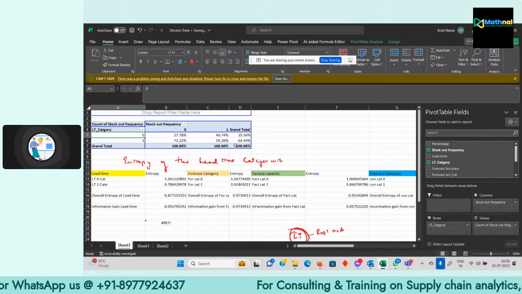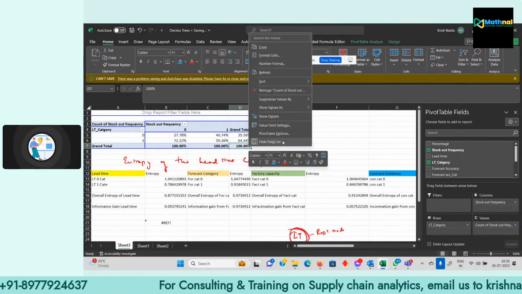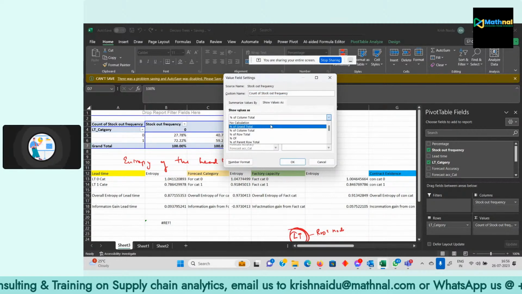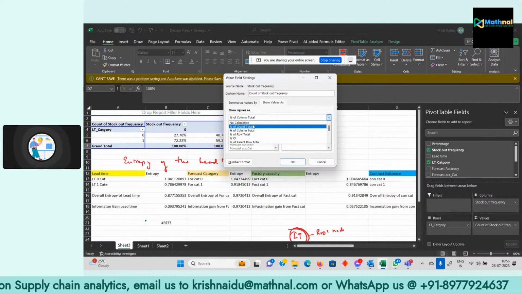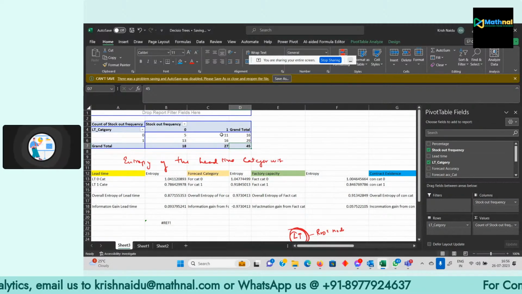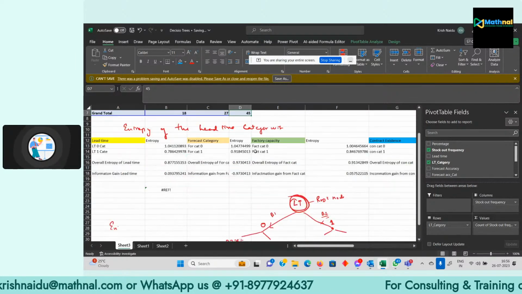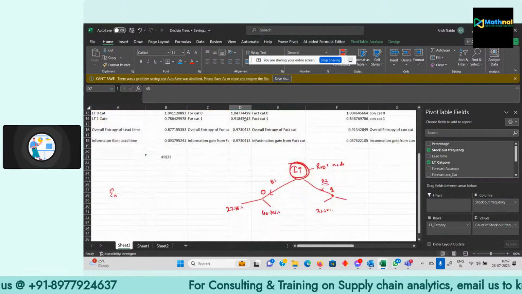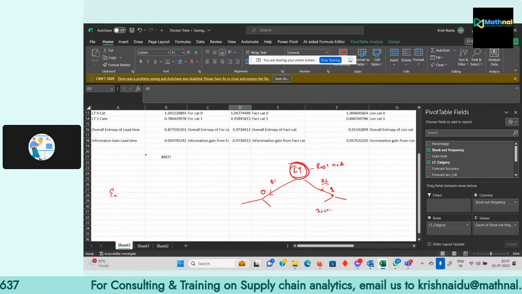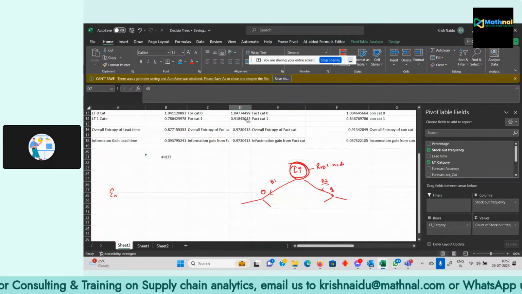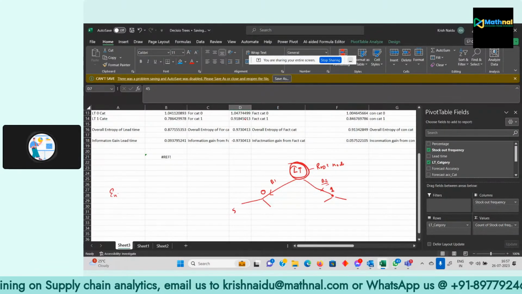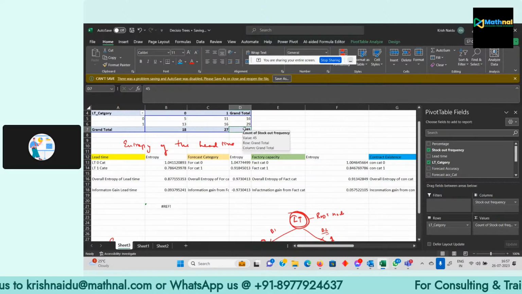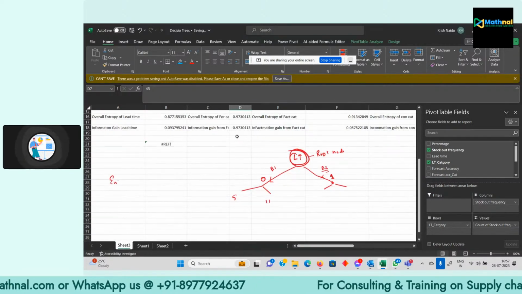We have to convert this in percentage, right? So first of all, what I'll do is I'll go back to value settings and go back to your value as, and here I'm going to put this as no calculation. So I'll get numbers over here, right? So now instead of percentage, let's put the numbers. So this is 5 and 11, and this is 13 and 16.